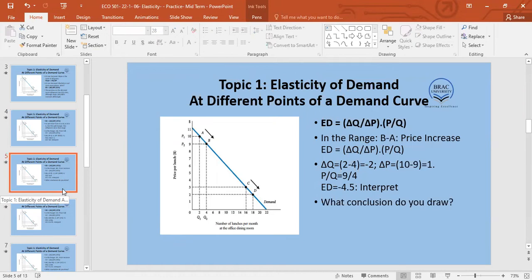No. Very good. Acha, এটা আমি clear করি. What was your observation? Visually, we are seeing that when the price is increasing by 1 unit from B to A, the demand is falling by 2 units. That's what we are seeing.